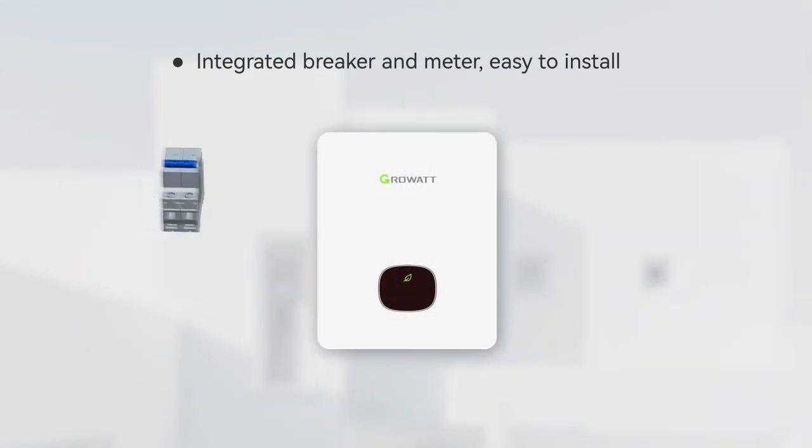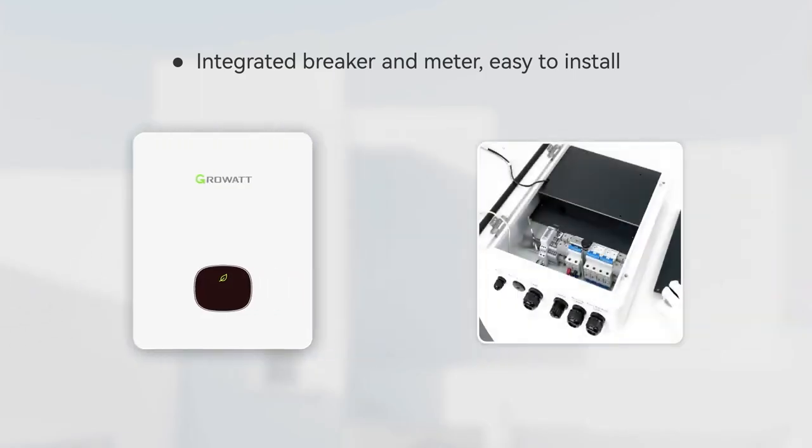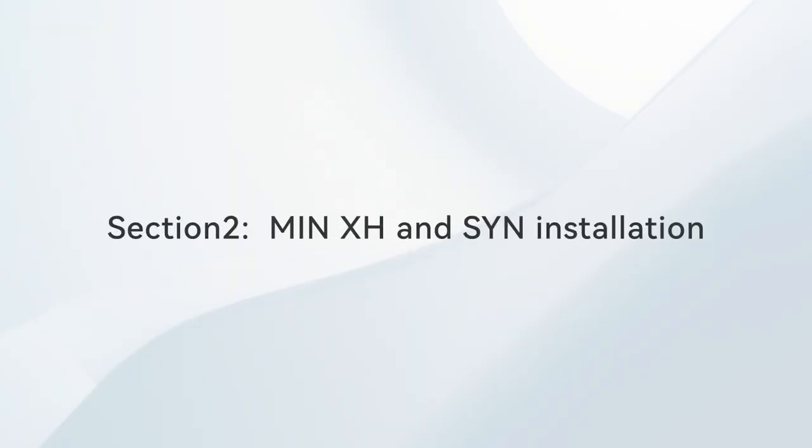The SYN50XH10, featuring an integrated breaker and single-phase meter, facilitates effortless installation. Connecting all non-backup and backup loads in your entire house to the SYN box allows thorough tracking of household power consumption. Following that, let's proceed with the installations of MIN-XH and SYN.